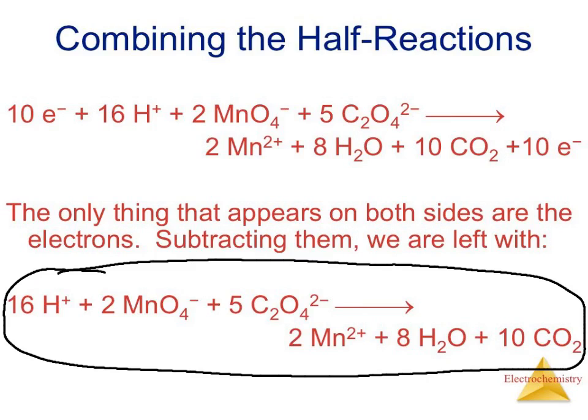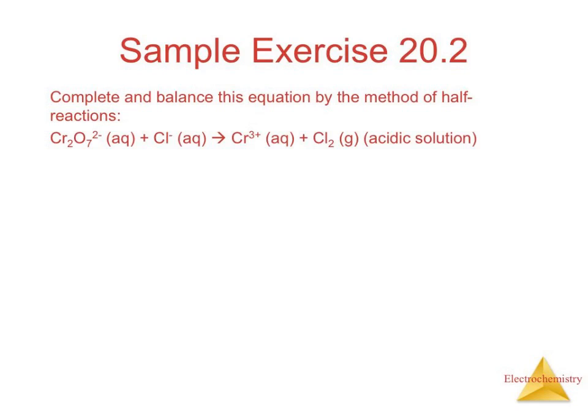Okay? And so that is your balanced redox reaction for the reaction of the permanganate and the oxalate ions. So, kind of complicated, but that's how it works, and it's a little different than normal balancing, but again, it's just a process, and it's the same every time. Okay, so let's practice this.